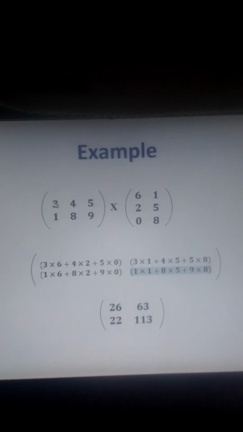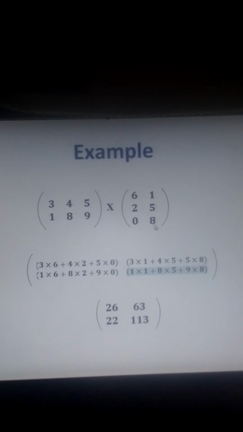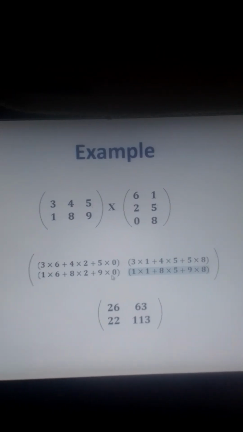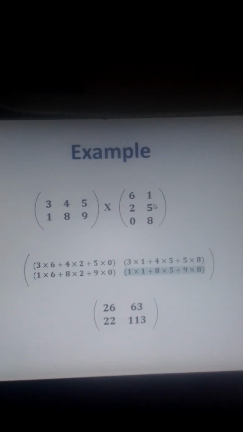Next is the first row times the second column: 3 times 1, plus 4 times 5, plus 5 times 8. And next is the second row times the first column: 1 times 6, plus 8 times 2, plus 9 times 0. Finally, the second row times the second column: 1 times 1, 8 times 5, plus 9 times 8.